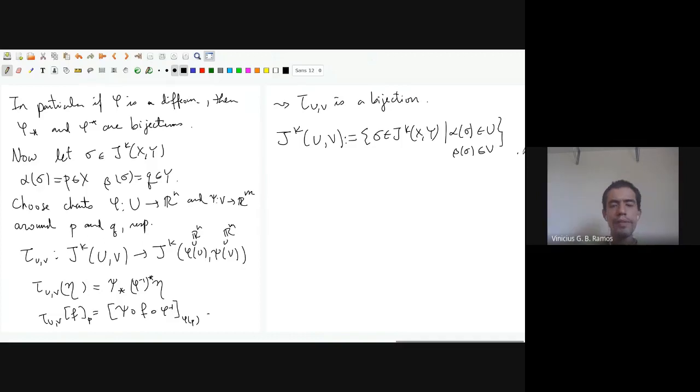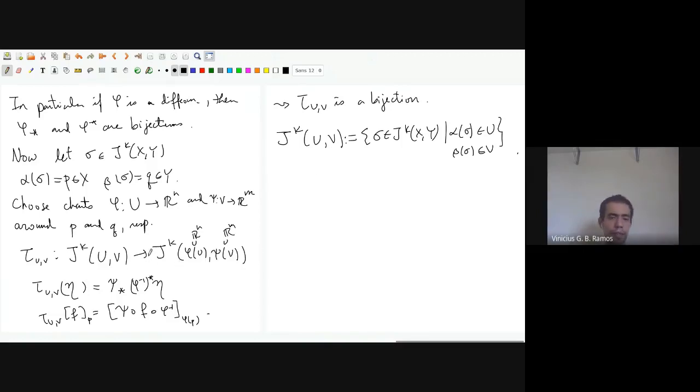Okay, so what I'm saying is, you have these charts here, and we have this bijection. So now you can use the topology on the space of jets from Rn to Rm to define a topology on Jk of UV. If you take U and V to be all possible charts, an atlas of X and Y, it doesn't even have to be maximal, then you have a topology. So yeah, and then we're almost there.